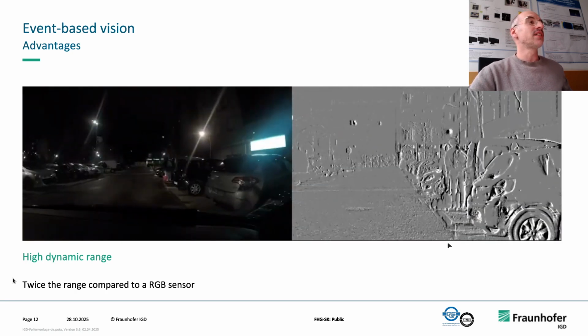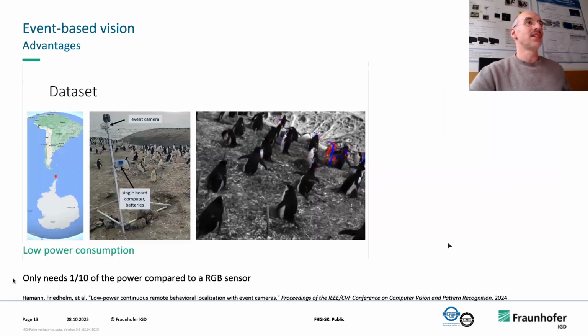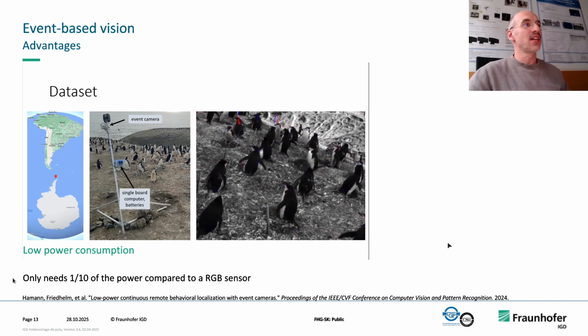And the final advantage of event representation is the low power consumption. Because we are only transmitting much less data than an RGB frame, it also takes much less energy, which boils down to around 1/10 of the power required compared to an RGB sensor.